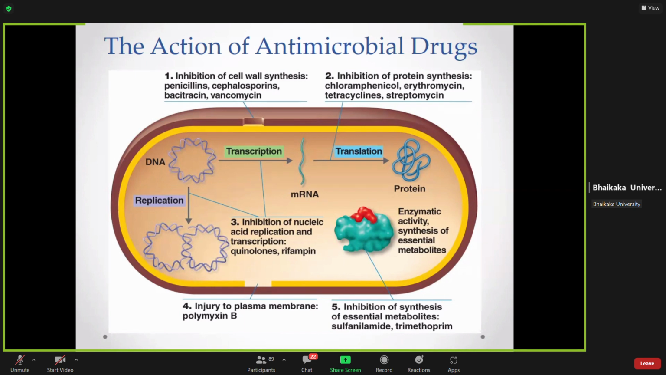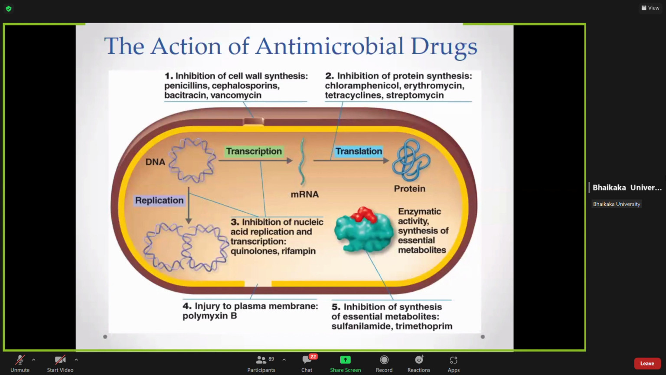Okay, so we can have antibiotics which could be working on cell wall synthesis, preventing cell wall synthesis. The antibiotics which are inhibiting cell wall synthesis are penicillins, cephalosporins, bacitracins, and vancomycin. Antibiotics inhibiting protein synthesis at the translation level are chloramphenicol, erythromycin, tetracycline, and streptomycin. Antibiotic causing permanent injury in the plasma membrane or cell membrane is polymyxin B.